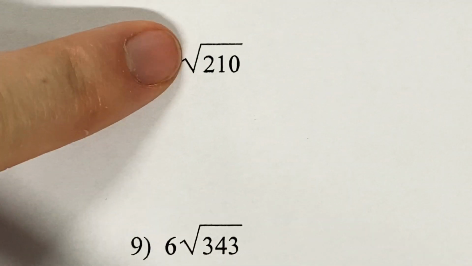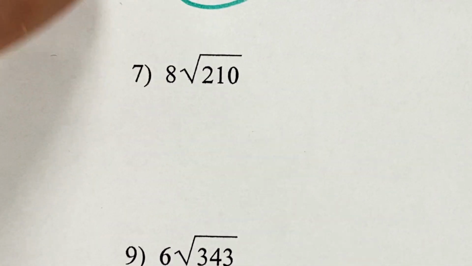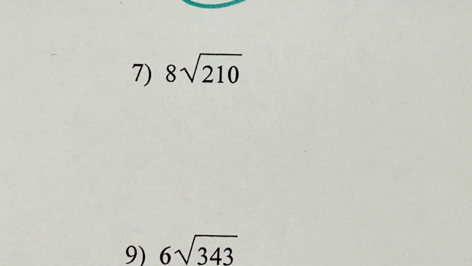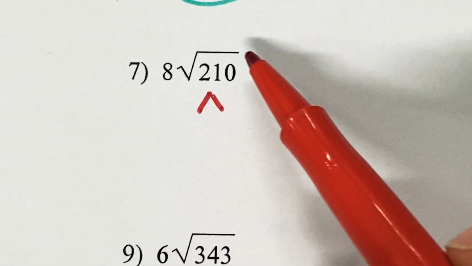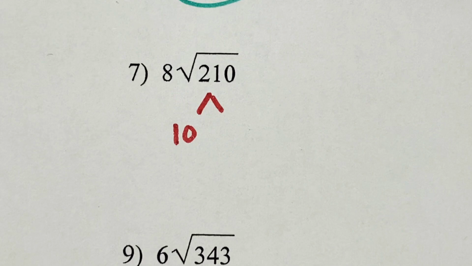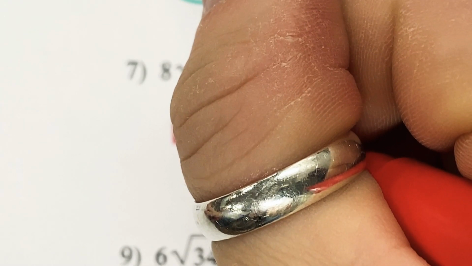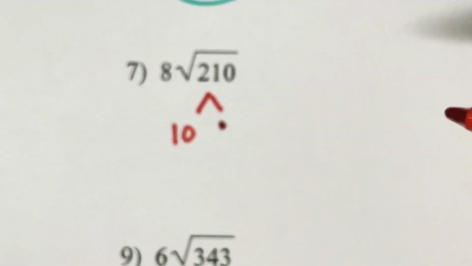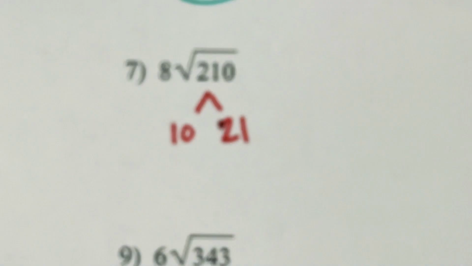Okay, so let's do it again on number 7. So again, we're going to ignore the number that's already out in front, so we're just going to worry about this 210. Okay, so let's divide 210. Well, look at its last digit. What does it end with? It ends with a 0, so that means I know I can divide it by 10. 210 divided by 10 is 21.